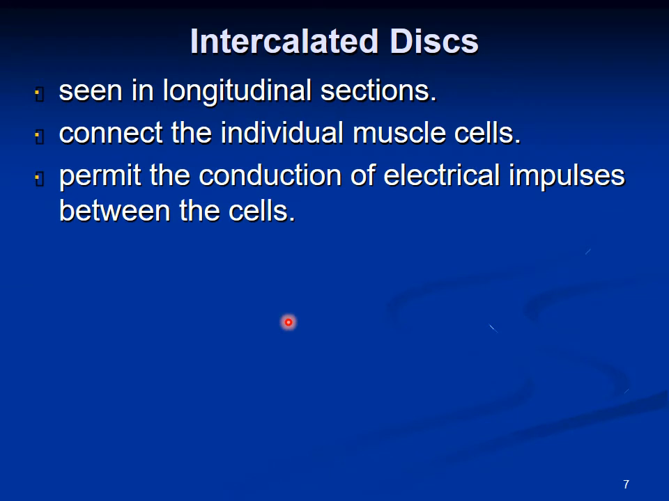In the previous sections, we saw a black line in the longitudinal section, which is called the intercalated disc. Again, I am explaining that it is due to the fusion of two adjacent cardiac muscle cells. It connects the individual muscle cells and permits the conduction of electrical impulses between the cells.